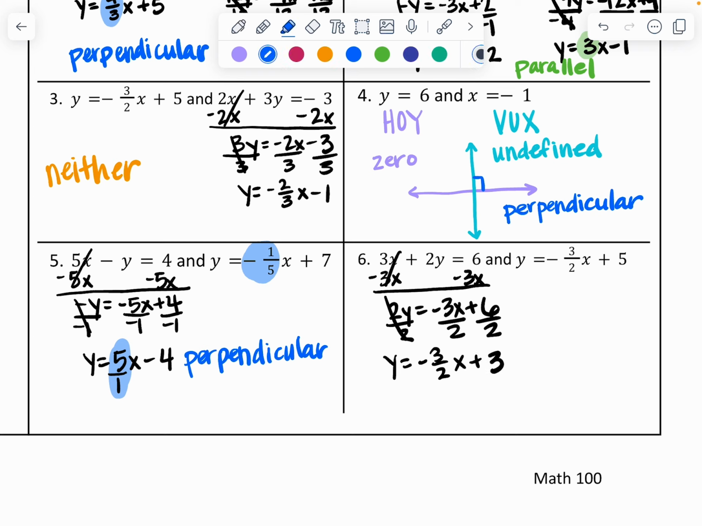So the slope in the first equation is negative 3 over 2, and the slope in the second equation is negative 3 over 2. So they are the same, and that makes these two lines parallel.